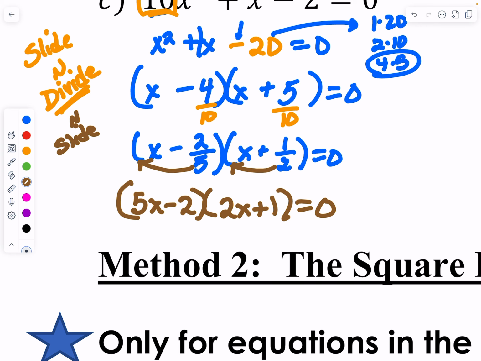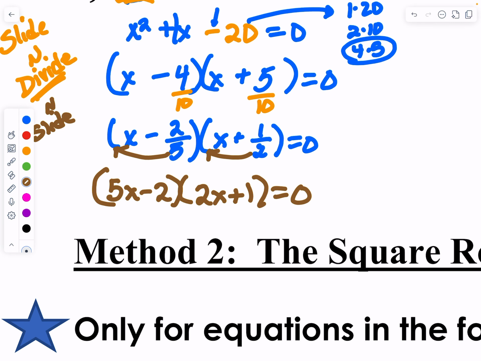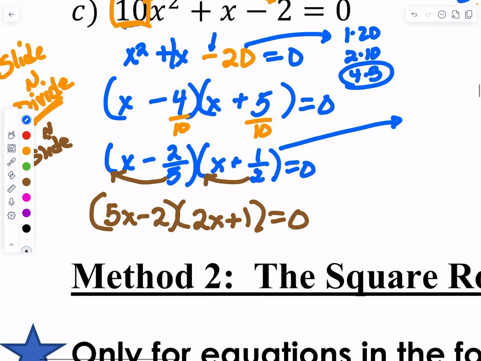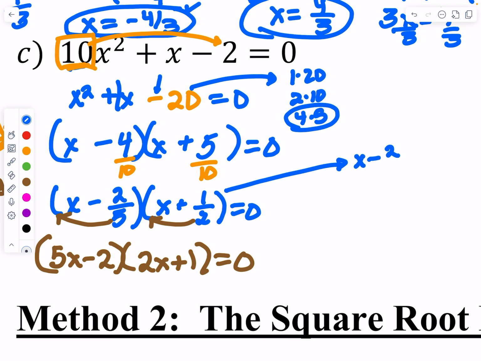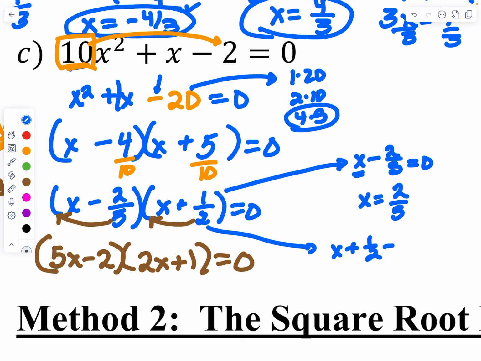But let me show you an idea. If you factored it any other way, you're going to get what I have in brown. Okay. If you used slide and divide, I'm going to start right here. I'm not going to slide it back because I'm not really factoring it. I'm trying to solve it, right? So I could just say x minus 2/5 is 0. Well, what would x have to be? It has to be a positive 2/5. And over here, I would have x plus a half is 0. So when I move that half to the other side, I get a negative 1/2.